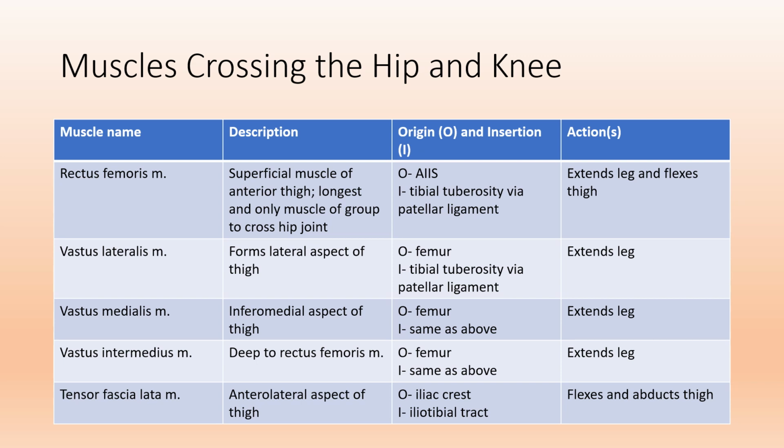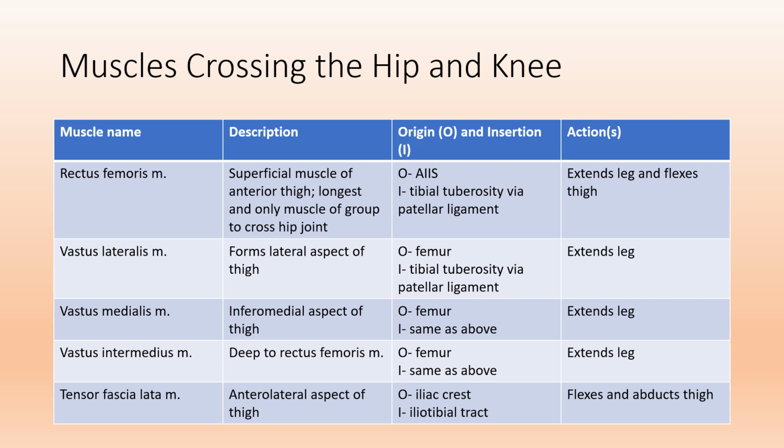All four muscles come together to create this tendon. The tendon envelops the patella. From there, we have more connective tissue running from the patella to the tibia, the patellar ligament. Since the rectus femoris crosses both the hip and the knee joint, it will have actions at both joints.